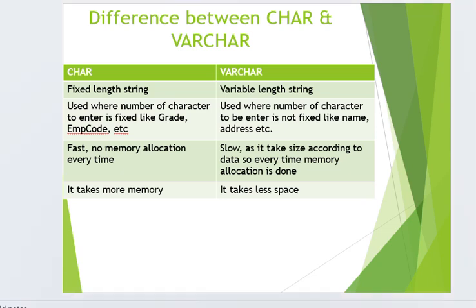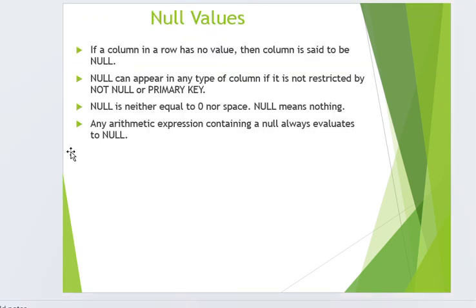Let's move to the next. Now the null value. What exactly is null? Null is neither 0 nor space. If a column in a row has no value, then the column is said to be null. Second thing is that null can appear in any type of column if it is not restricted by not null and primary key. It means a primary key can't have a null value, and if you restrict any column as not null, that column also can't have a null value. Rest all columns can have null values.